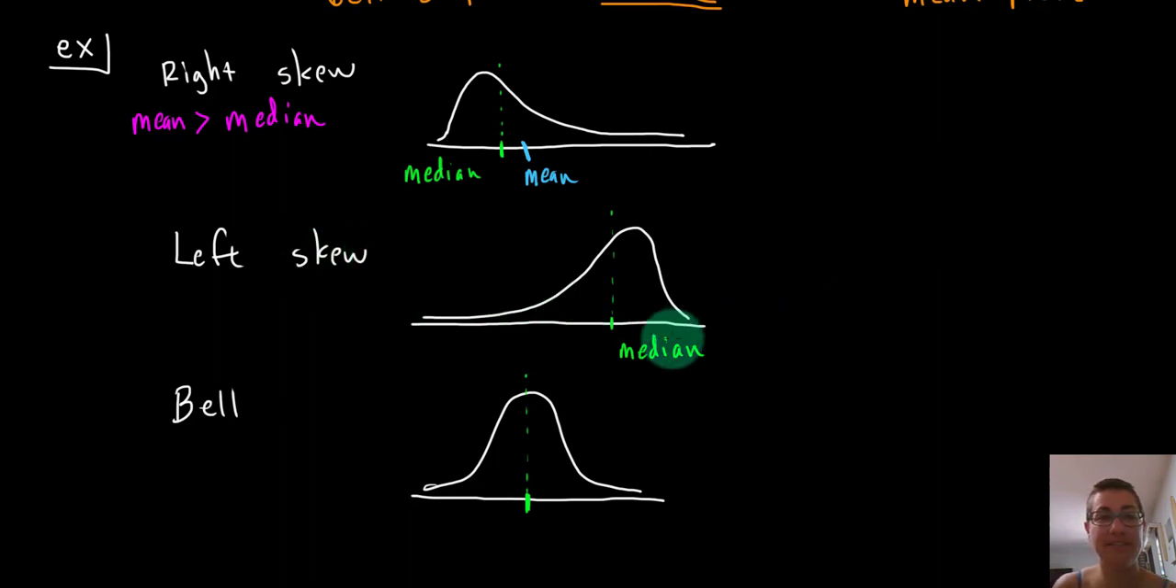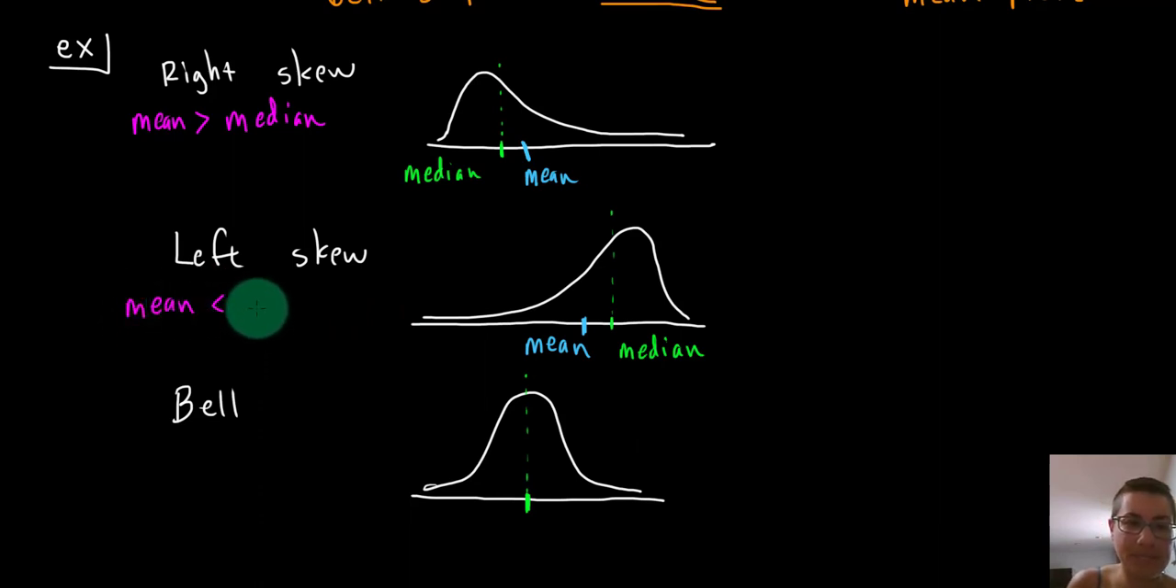Let's move on to left skew. Similar story, but flipped. These extreme values down here are very small and would pull the mean towards it. Imagine our ages from earlier, but then throw a baby in the room, age 2 days. That's going to bring the mean or average age down. Therefore, with a left skewed distribution, the mean will be less than the median.